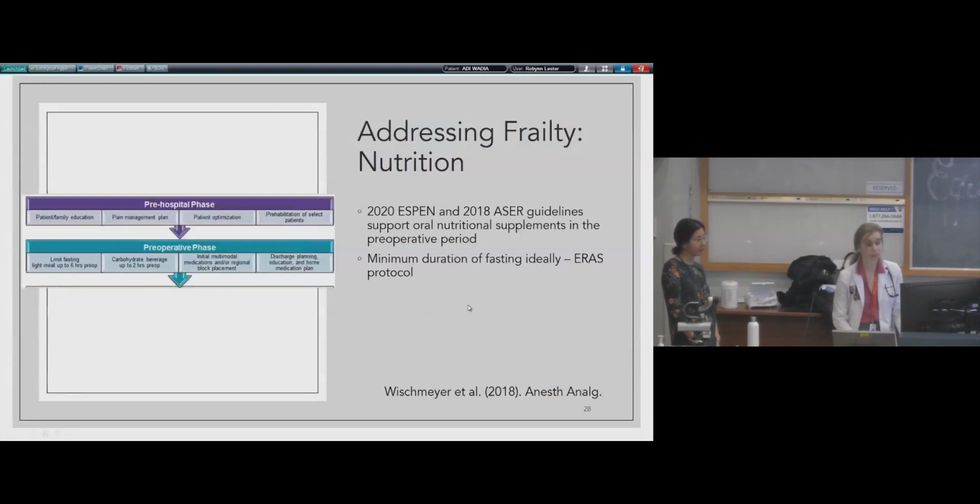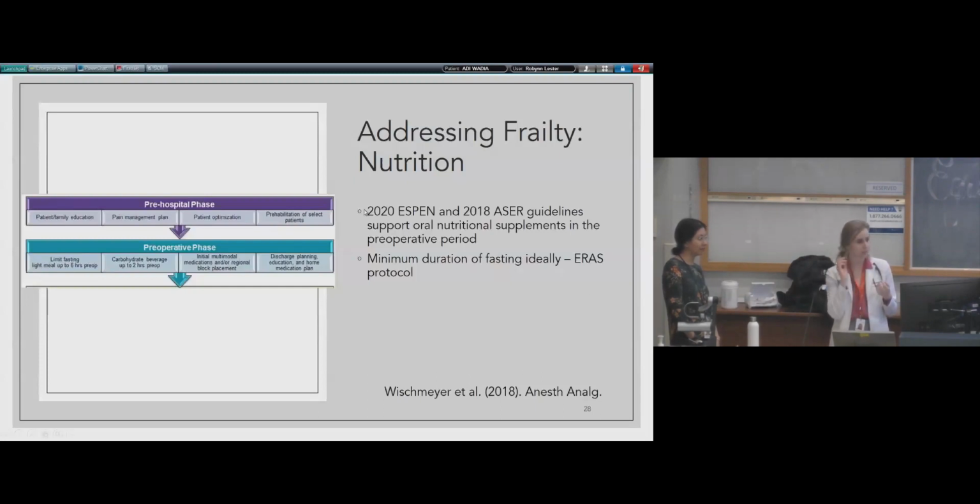And then the other thing is we want to minimize the amount of fasting, the duration of fasting, because as we know, just not eating will make anyone hangry and upset, but in someone who's an older, frail adult, that can also precipitate delirium. And this goes with the ERAS protocol as well.